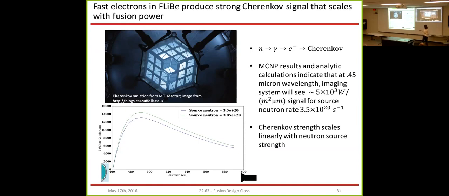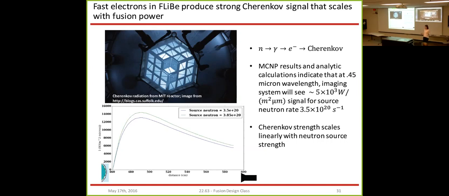So you see that it increases sharply at the beginning. That's because you have a lot of neutrons right by the edge of the device, and in turn a lot of electrons, which will give you a strong Cherenkov signal. As you move farther out, you don't have as many neutrons, and the absorption starts to dominate the behavior of the light you see, and you get some absorption, but by the time you get out to where you might be imaging, you still have a very strong signal. Probably order of magnitude 5 times 10 to the third watts per meter squared micron for a typical neutron production rate for ARC.